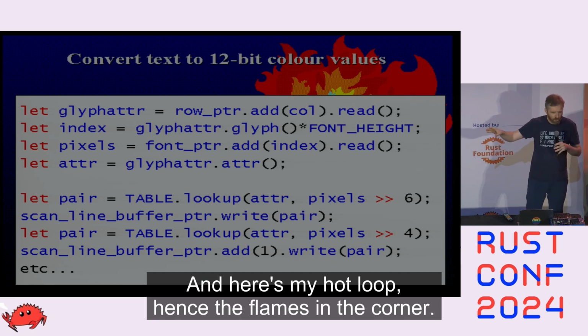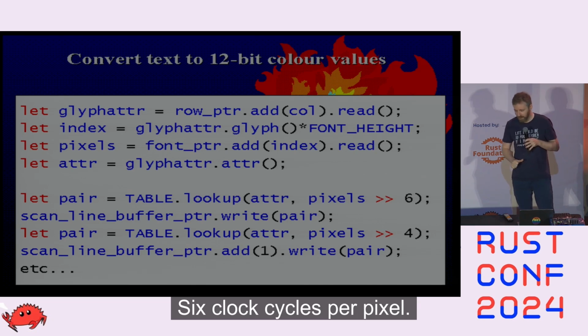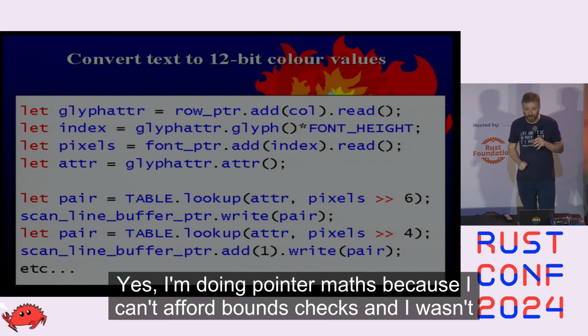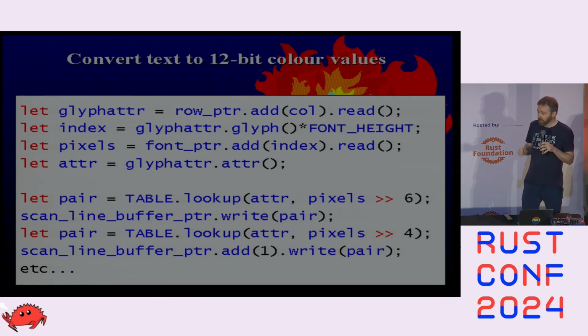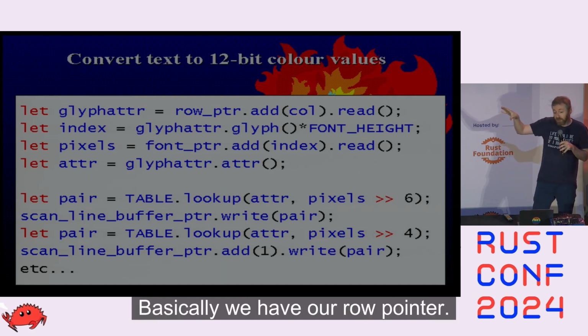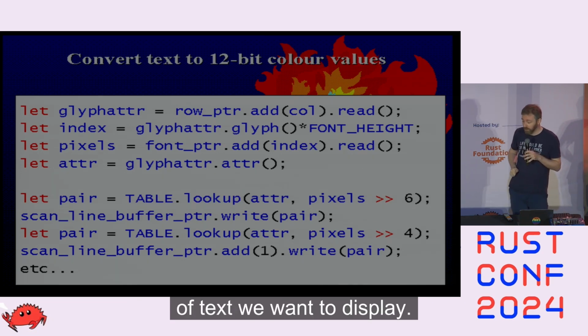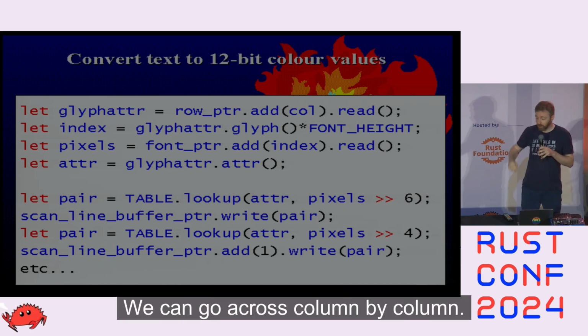And here's my hot loop, hence the flames in the corner. This is the thing that happens 6 clock cycles per pixel. Yes, I'm doing pointer maths because I can't afford bounds checks, and I wasn't able to convince the compiler to take them away. But basically, we have our row pointer. This is the start of our text buffer, the particular line of text we want to display. We're going to offset it by the column we're in. We can go across column by column.